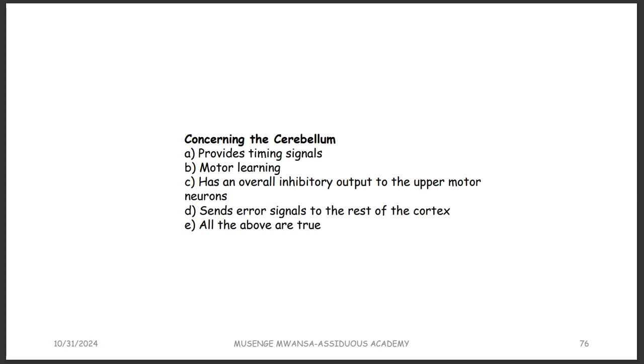Also in motor learning, we had mentioned that over inhibitory output and also the sense error signals. We also did mention that. So basically, all of the above for me, all of the above.